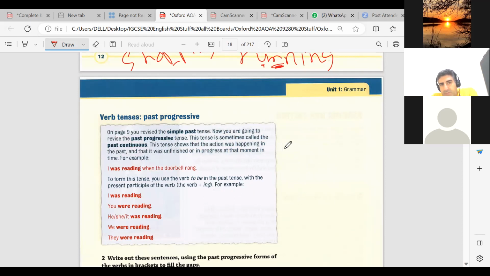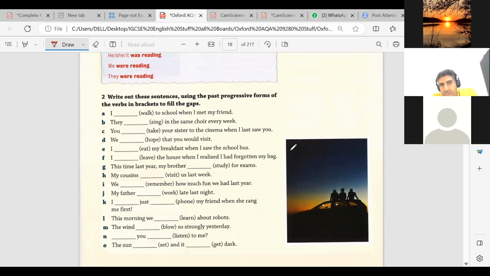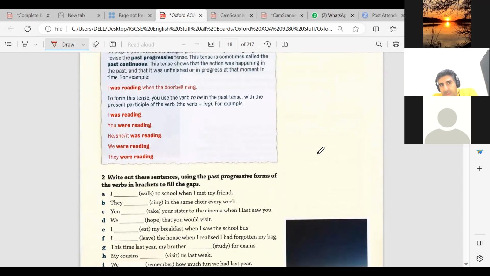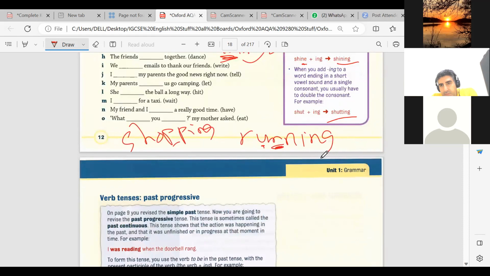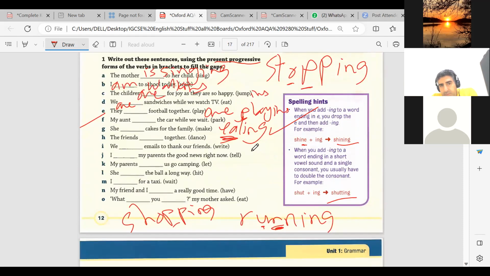Yes, Khaled, you have a question. In playing, why didn't you double the Y, as we have here, consonant and before it one vowel? Because Y, ya Khaled, is not a consonant. It's a vowel. So it depends on the sound of the word. Yes, exactly. Y is not a consonant. It's a vowel sound.